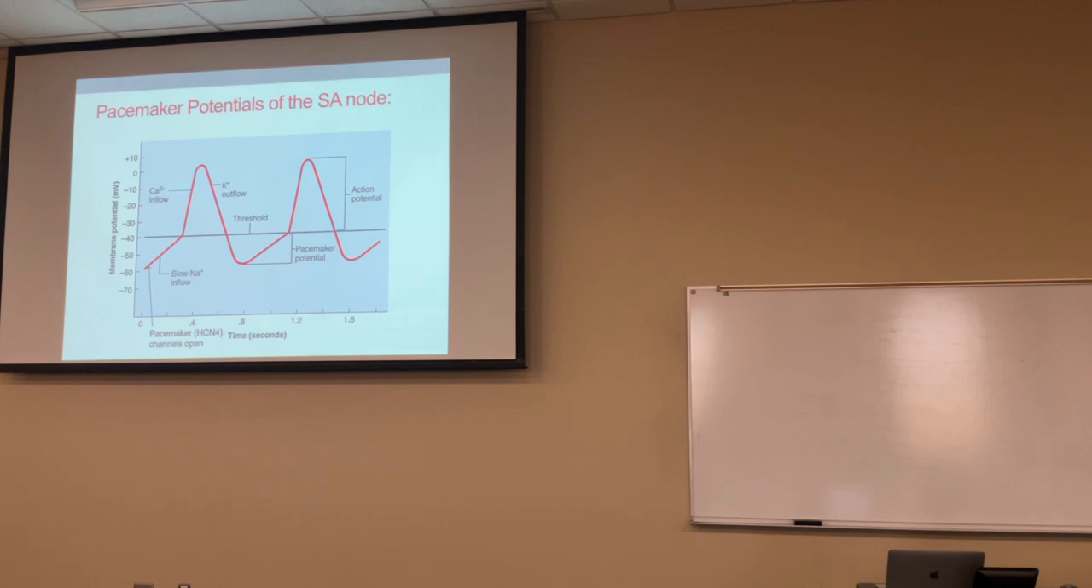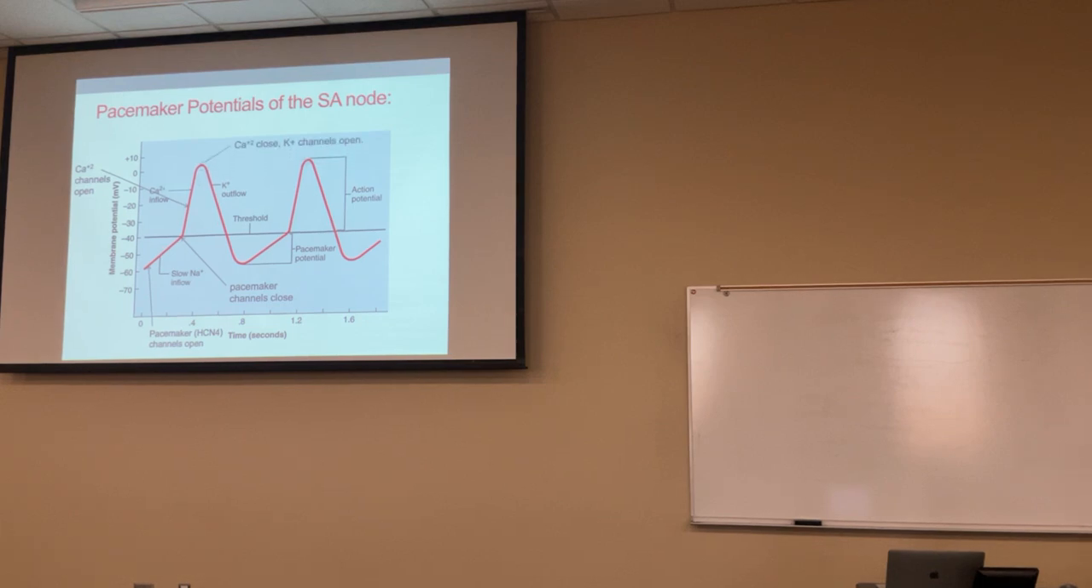So the first ones that open are the pacemaker channels. That allows a slow influx of sodium. Then once the depolarization starts, then the pacemaker channels close. Then the calcium channels open. Calcium slowly diffuses into the cells because calcium is always in a higher concentration in the extracellular fluid. So you get an influx of sodium that depolarizes the pacemaker cells.